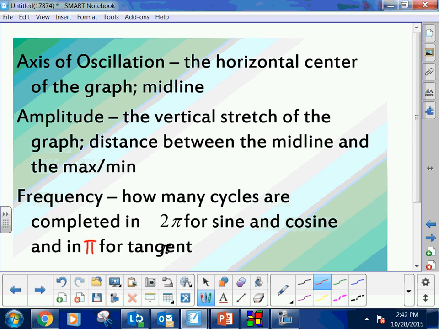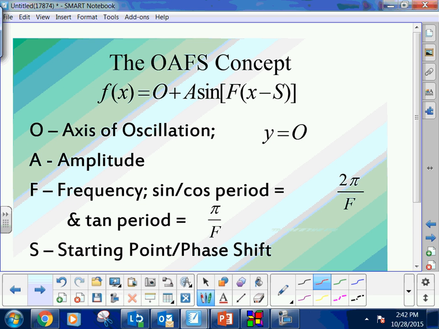Now, I'm going to have you learn an important acronym. You know how we use October to help us with the trig functions? We're going to have something that's like oats with an F. So, OPS. The OPS is four critical items that we always need in order to graph a trig function. One of them is the axis of oscillation, the other is the amplitude. It's kind of like the vertical stretch. The frequency is the amount or the length needed to complete a cycle. And our starting point is our phase shift.